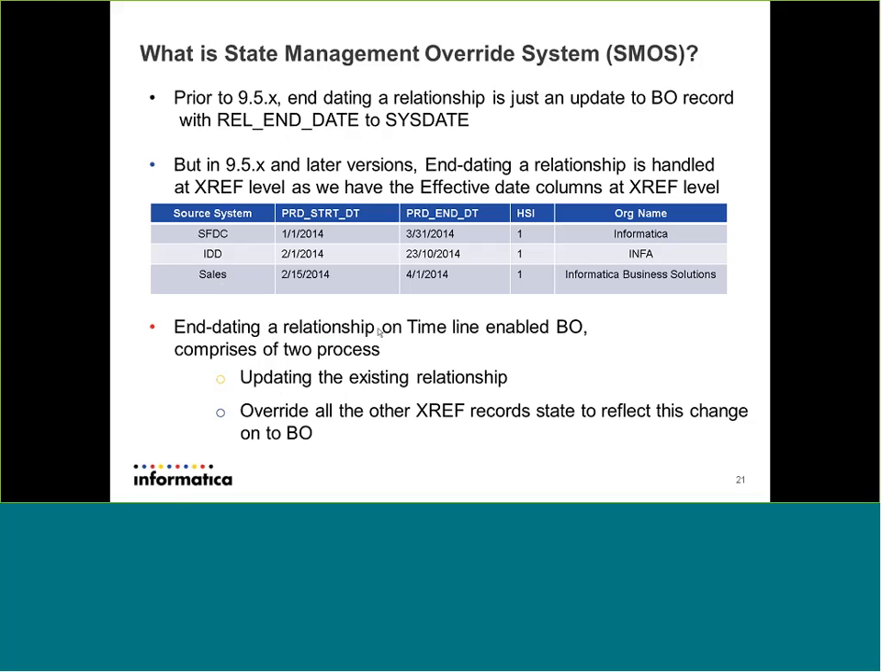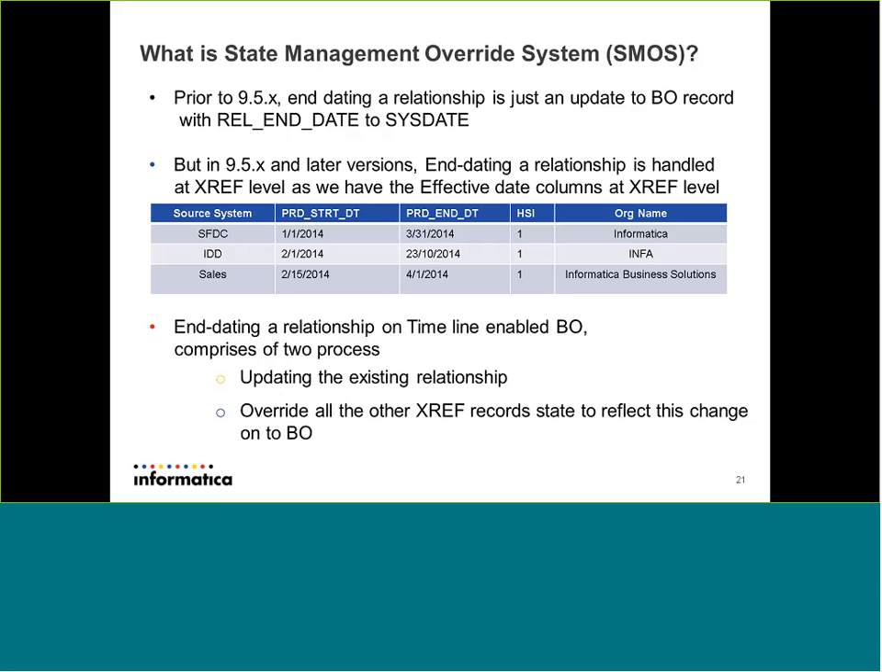End dating a relationship in a timeline enabled BO is of two parts. One is you update the existing relationship for how long it should be active, and the next thing is you need to ensure that as you are end dating it today, from tomorrow it should not be available as an active relationship in the IDD or to the business.